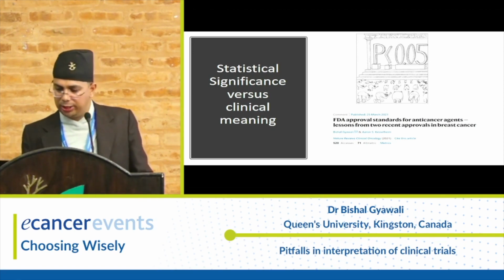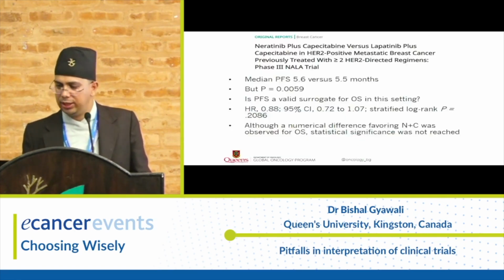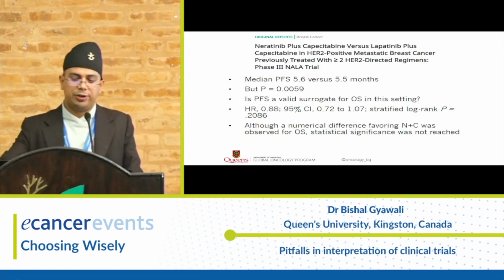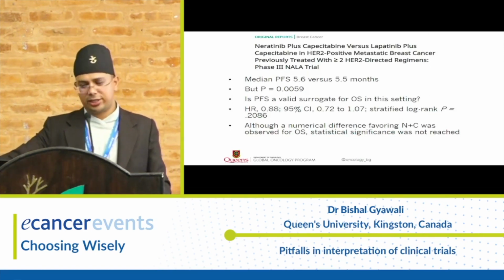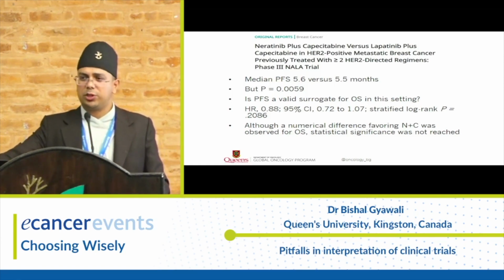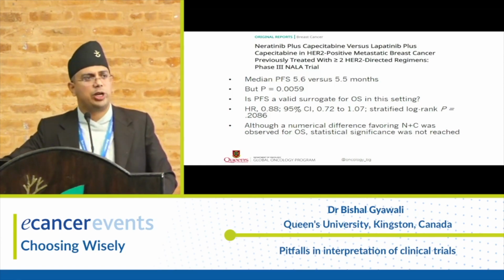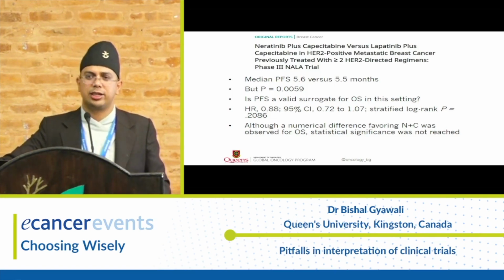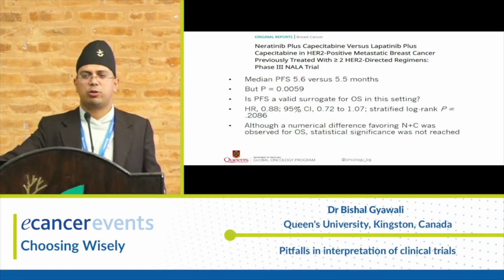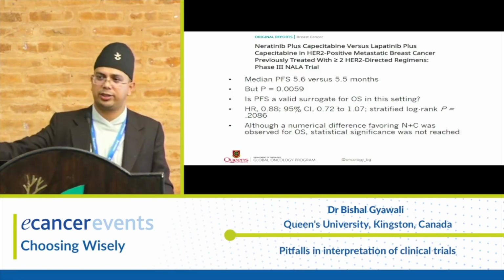Based on this paper, I'll give you one example. It's the NALA trial in breast cancer. It's a trial of neratinib, a new drug, versus lapatinib. And here, these are the results. The median PFS was 5.6 versus 5.5 months. This is not a typo. The median PFS increased by using that drug by 0.1 month. That's like 3 days. If the patient missed one CT scan appointment and came back 1 week later, it would have been longer than this.